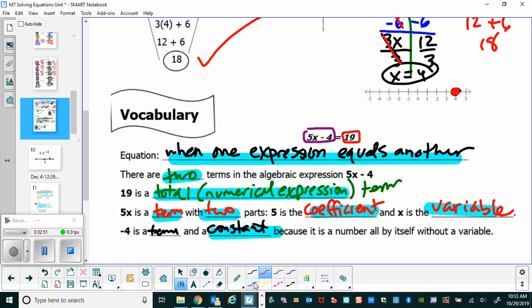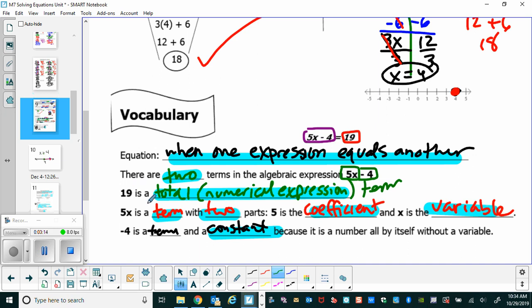Now, in my algebraic expression, the 5x minus the 4, we have two terms. All right? The 5x is a term, and the negative 4 is a term. Now, 19 is the total. It is also a numerical expression, which is considered a term as well. That's one term by itself over there, but it's also considered our total.